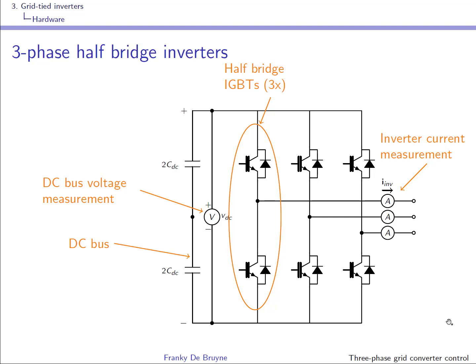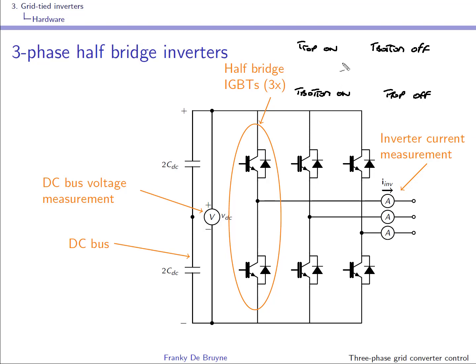Well, we've seen that there is a situation where the top transistor is on and the bottom transistor is off. This leads to a voltage that is half the DC bus, and there is another situation where the bottom transistor is conducting, or is on, and the top transistor is off, it's not conducting, and in that case the output voltage is minus half the DC bus voltage.